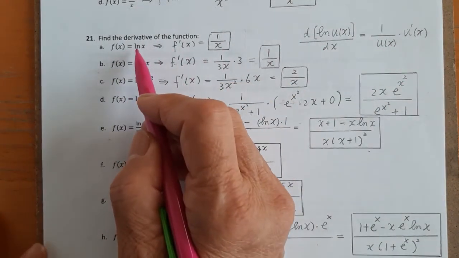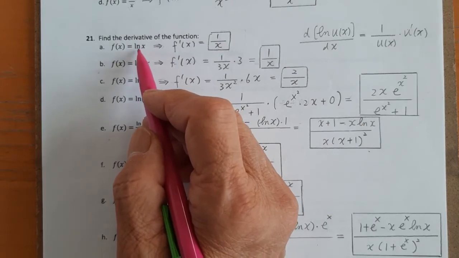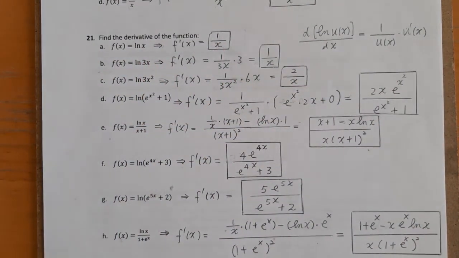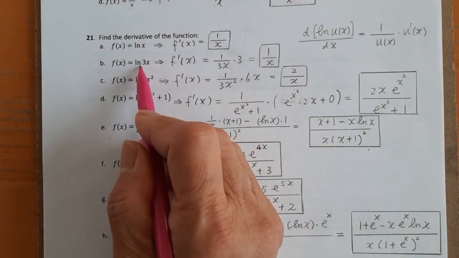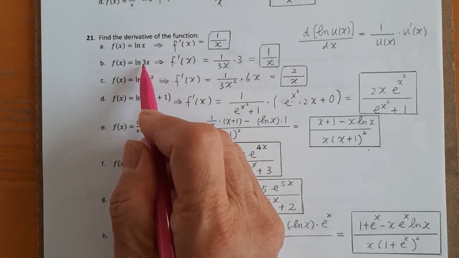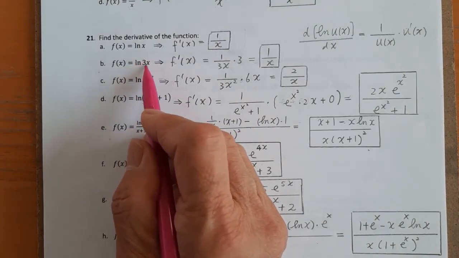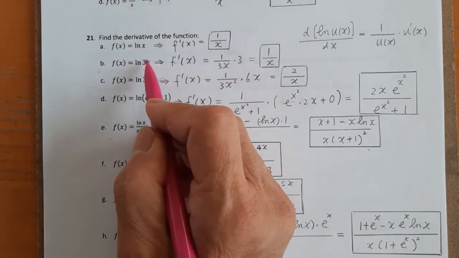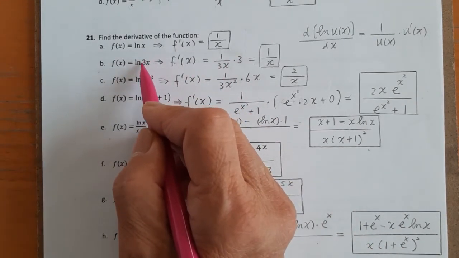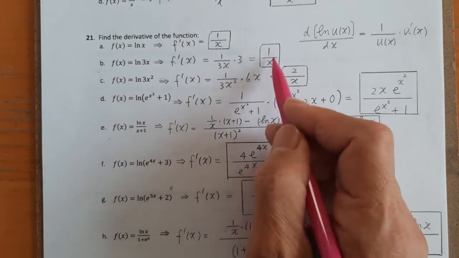So like the first one, ln, take derivative is 1 over x. And this one, ln, take derivative is 1 over this. This is u, so 1 over 3x times u prime. This 3x take derivative is 3, and the 3 cancels, so we get 1 over x.